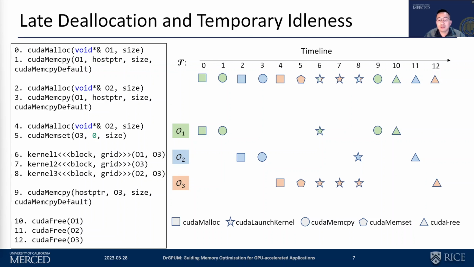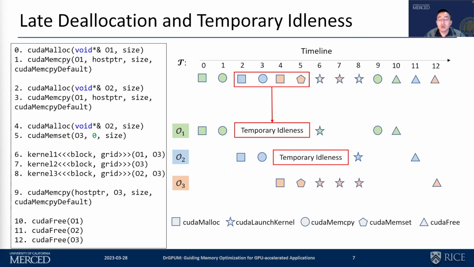From the timeline, we can see there are multiple GPU memory APIs between the first CUDA memory copy and the first GPU kernel that access object 1. That's to say, object 1 is idle from timestamp 2 to 5. We call this temporary idleness. For memory saving, we can move object 1 to the host right after timestamp 2 and bring it back right before timestamp 5. We can see that object 2 also has the same pattern from 4 to 7.